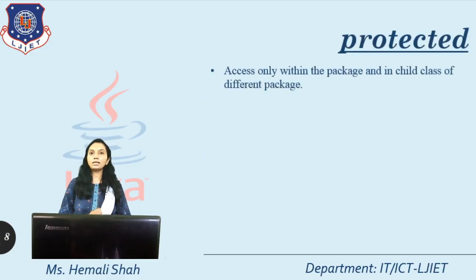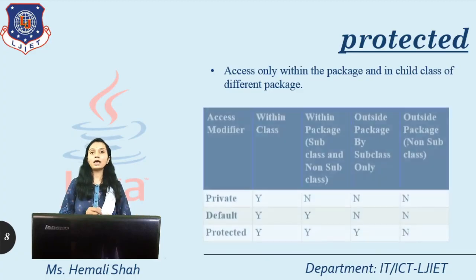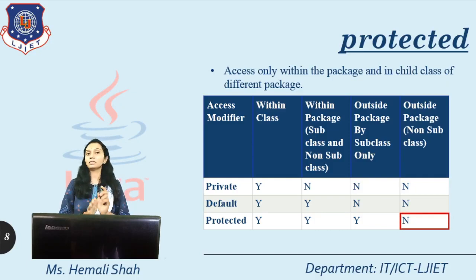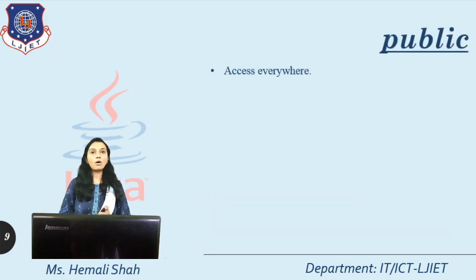Now the protected things. Protected means it is accessible inside the package as well as the child class of different package. That means protected things you can use in the different package, but it must be a child class, right? So here see the protected outside package but subclass, then it is accessible, but outside package not a subclass, it is not accessible, right? Now what is the meaning of public?